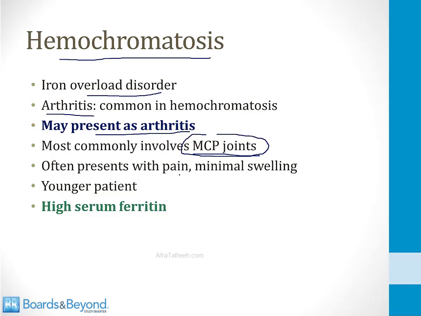It often presents with pain and minimal swelling, and the way to distinguish this, at least in board questions, from osteoarthritis is that it will usually be a younger patient, not an older patient like typically develops OA, and then usually at some point in the question stem they'll mention that the serum ferritin is elevated, and if you see this, you should think that this may be a case of hemochromatosis. Very commonly leads to arthritis and can be confused with osteoarthritis. And that concludes our video on osteoarthritis.